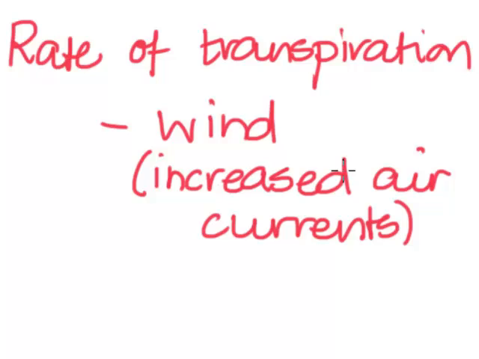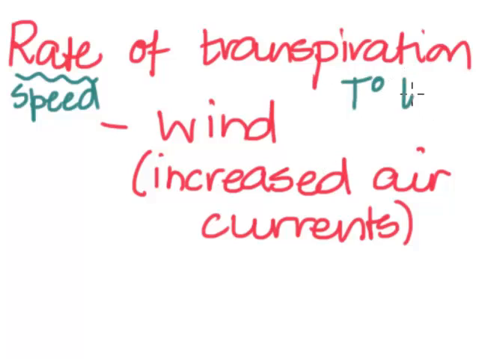This week, we're focusing on the rate of transpiration, and when we refer to the rate, we mean the speed at which transpiration will take place. Previously, we said there are 4 environmental factors that affect the rate of transpiration. We've looked so far at temperature, light intensity, and today we're looking at wind. Wind is an increase in the movement of air past something.